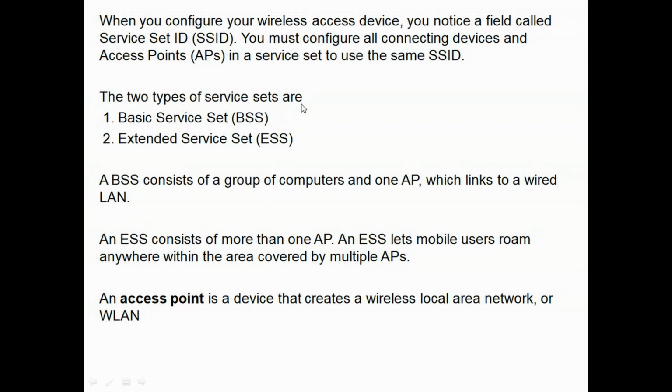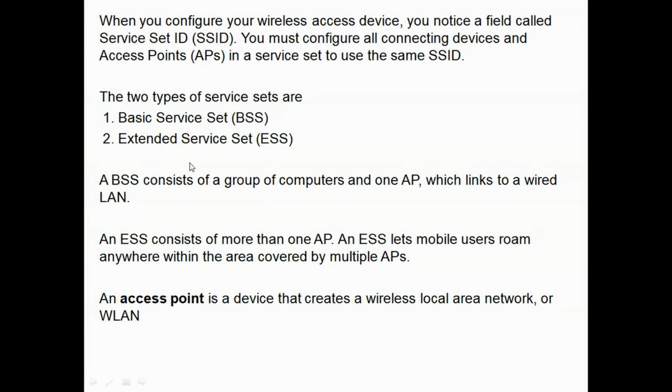And the two types of service sets. Here we read that, right? Just go through it once again. When you configure your wireless access device, you notice a field called service set ID. You must configure all connecting devices and access points in a service set to use the same SSID. Now what is a service set here? There are two types of service sets. First one is basic service set, and the second one is extended service set. This is what we are implementing now, extended service set.